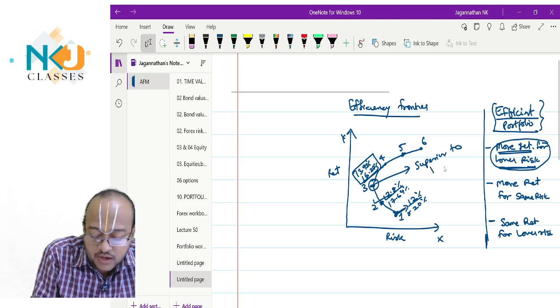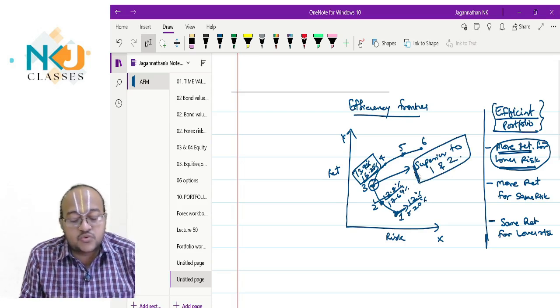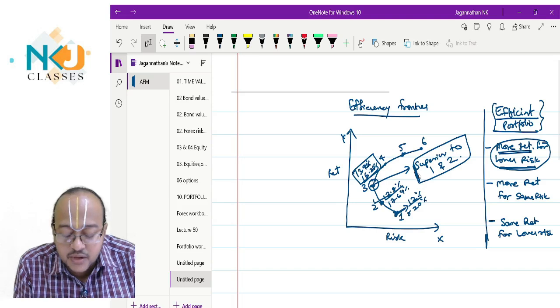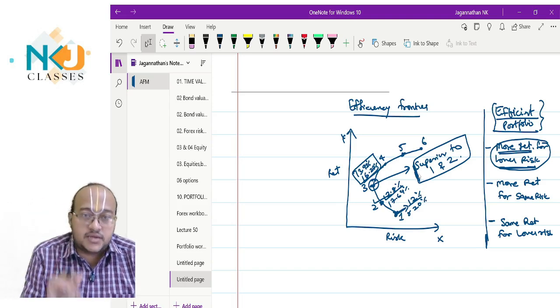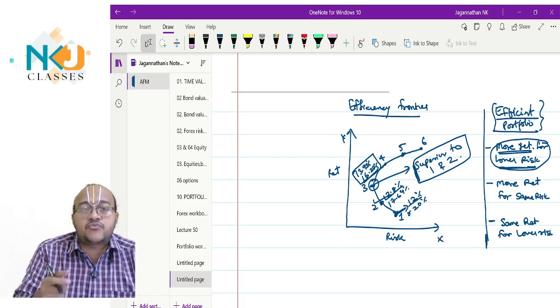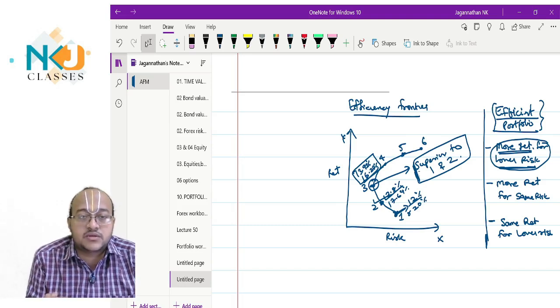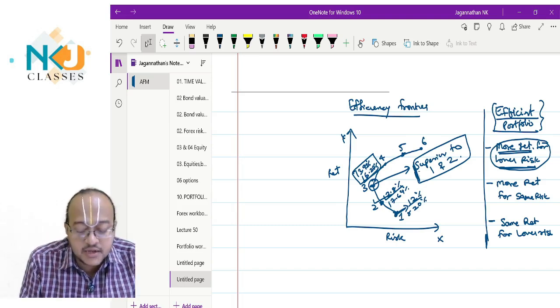So portfolio 3 is superior to 1 and 2. Is this clear? Portfolio 3 is superior to 1 and 2. Why? It is giving more return for lower risk. Are you understanding? So easily portfolio 3 is superior. Yes, sir. Because risk is also less, return is also high.